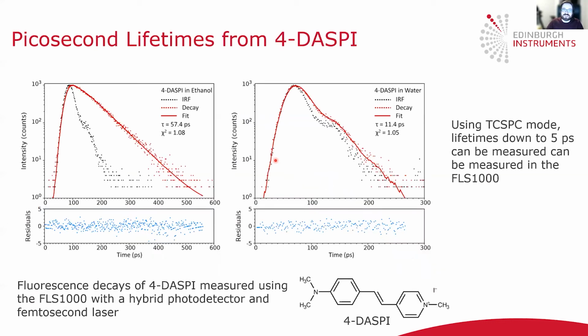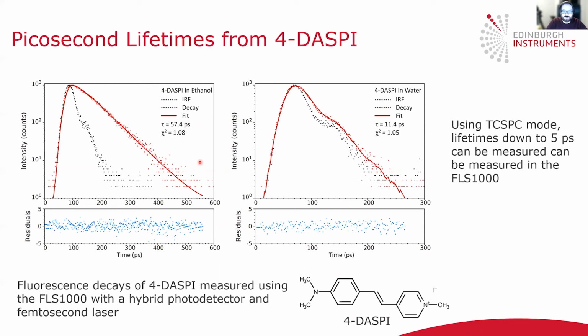As I said, TCSPC has a very high time resolution, and that allows it to measure lifetimes down to 5 picoseconds in the FLS1000. An example of this is shown here, which is the measurement of an organic molecule known as 4-DASP, which has a very short fluorescence lifetime.